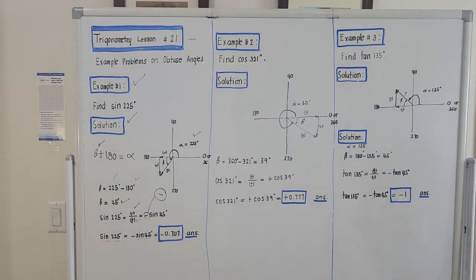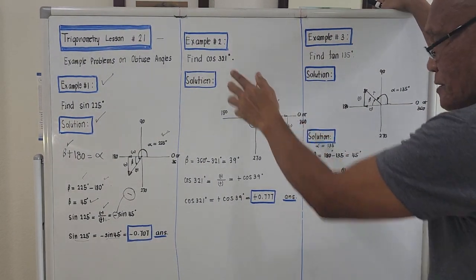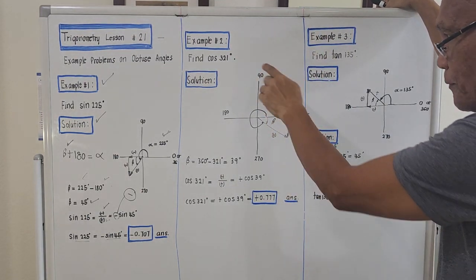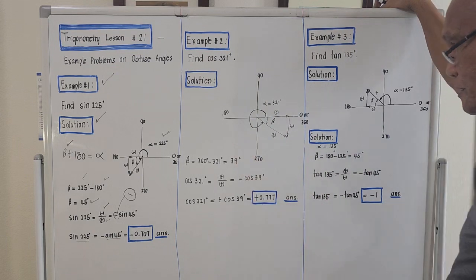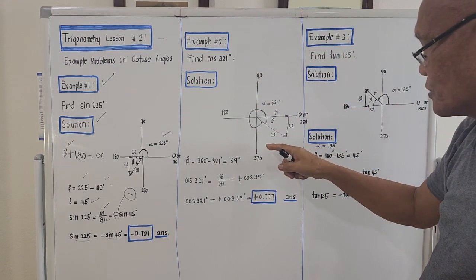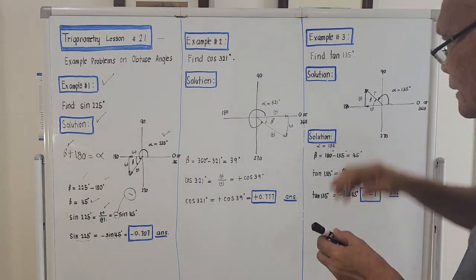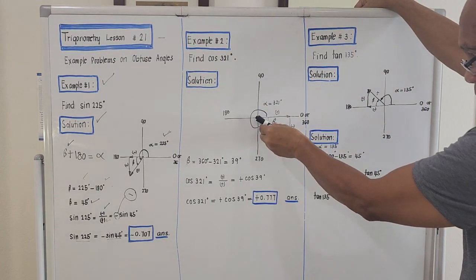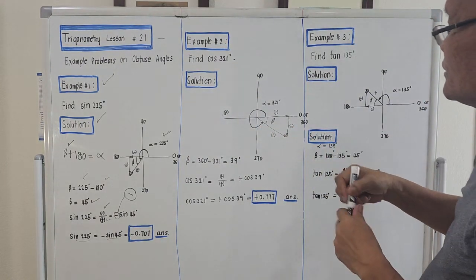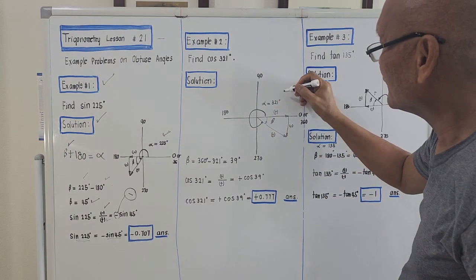Example number 2: find the cosine of 321 degrees. The first step in the solution is to plot this 321 degrees. It is greater than 270 and less than 360, so the angle lies on the fourth quadrant. So this total angle here is 321.